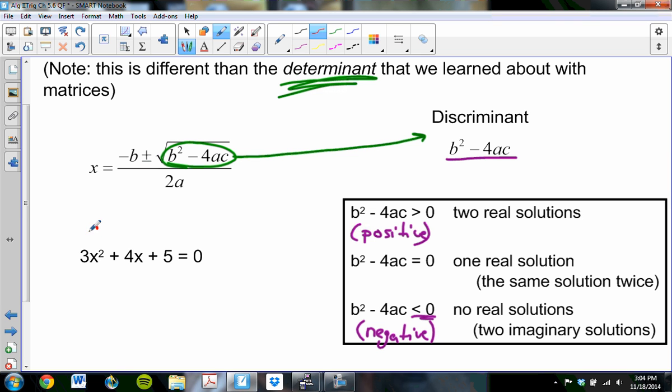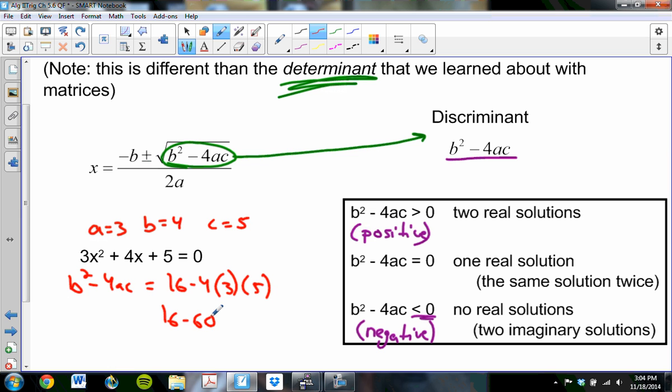Here, the a value is 3, the b value is 4, the c value is 5. So b squared minus 4ac is really going to be 16 minus 4 times 3 times 5, which is 16 minus 60, which is something negative. I don't really care what it is, I just know that it's negative. I mean, it's negative 44. But this means that there are no real solutions. The solutions are going to be imaginary.